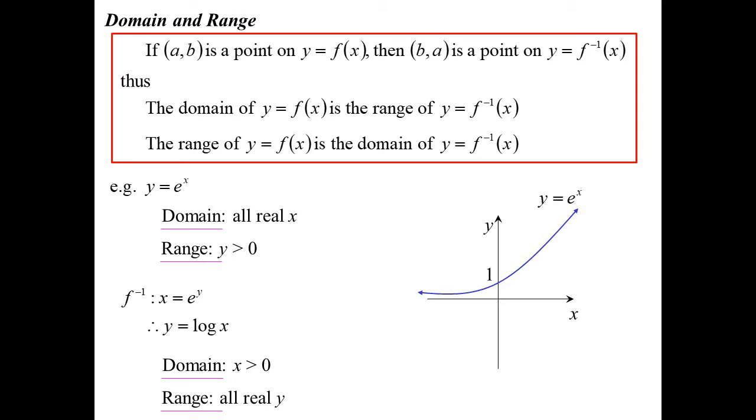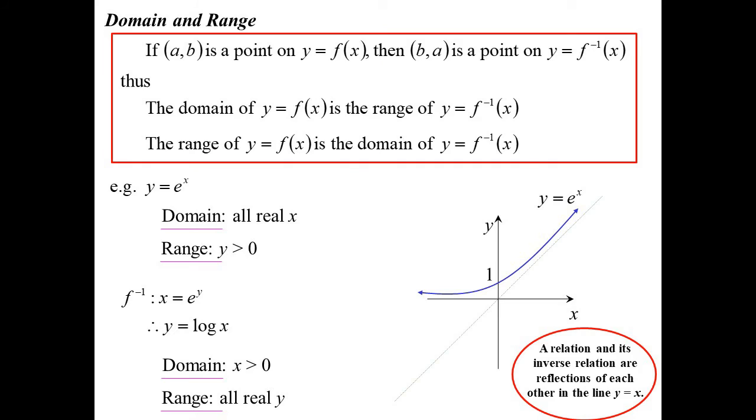And the domain of a log curve, you remember, is x is greater than 0, but the range is all real y. So again, we can see that the domain and the range have swapped around. And if we were to draw it, they would be reflections in the line y equals x. And so I've just dotted in a y equals x there, and so the log curve looks something like that. Nice symmetry there.